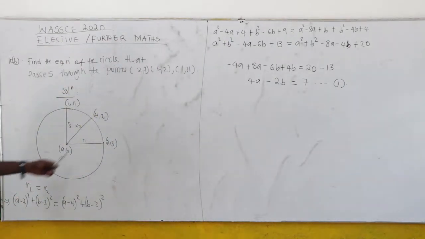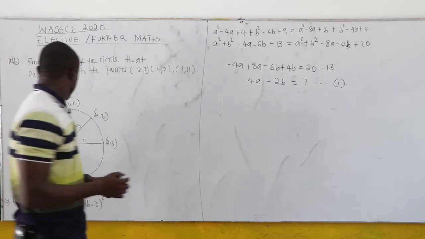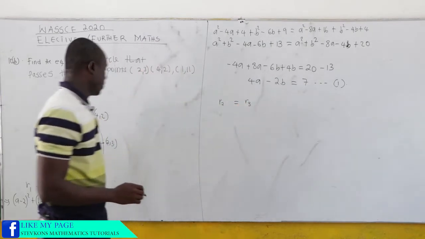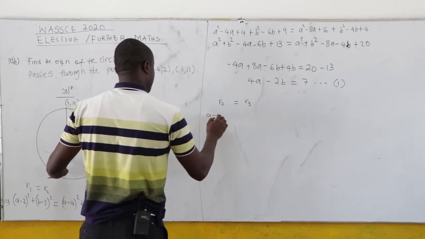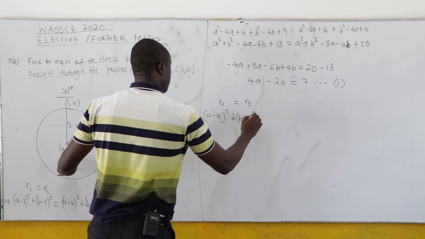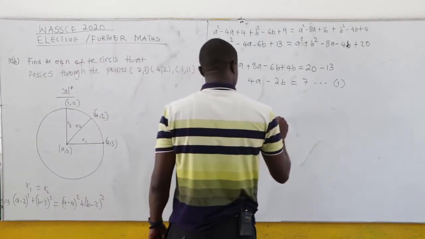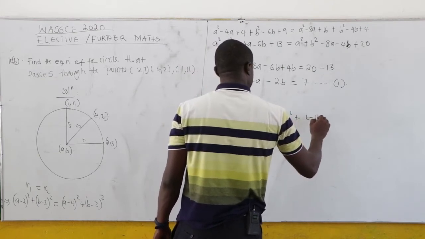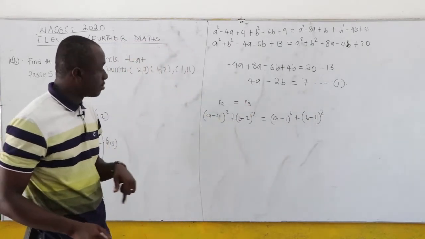So we used R1 equal to R2. Now we can also use R2 equal to R3. Now the R2, the distance here, you can find as (a minus 4) all square plus (b minus 2) all square, equal to (a minus 1) all square plus (b minus 11) all square. You know, there'll be a square root, but then we'll square both sides and then it will cancel out.